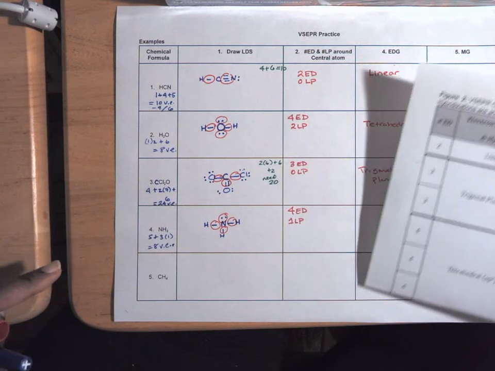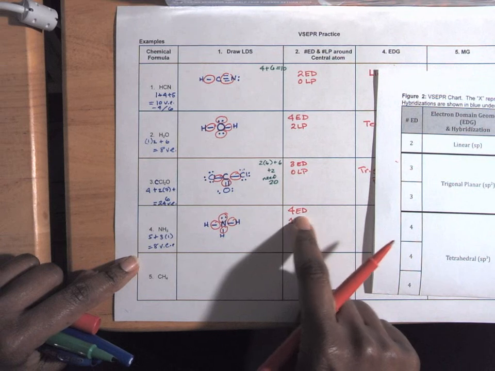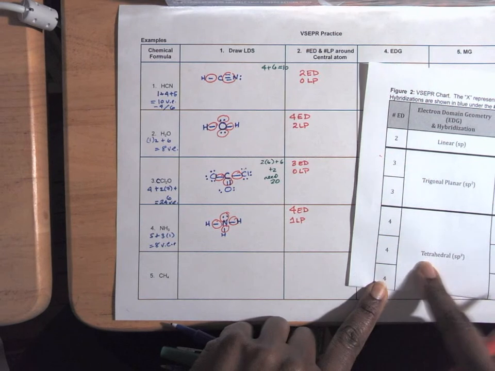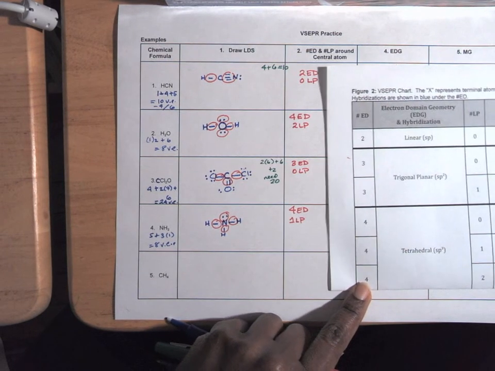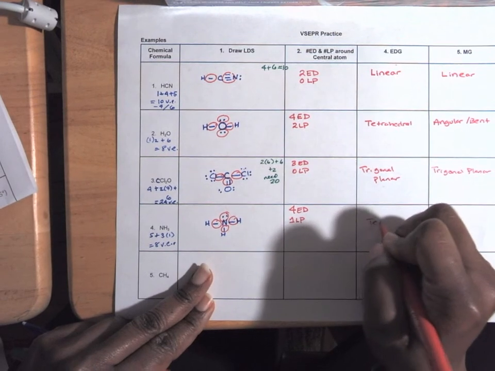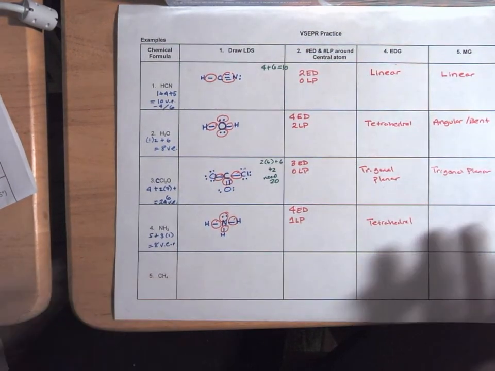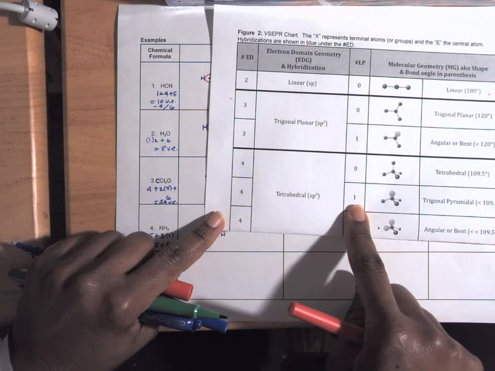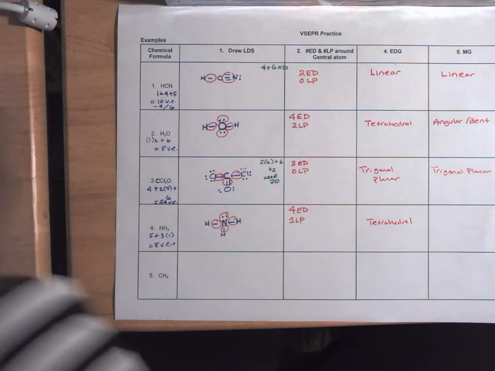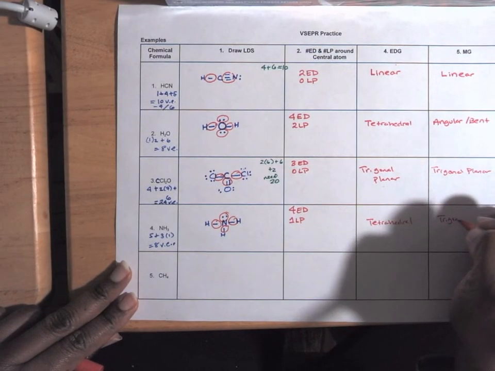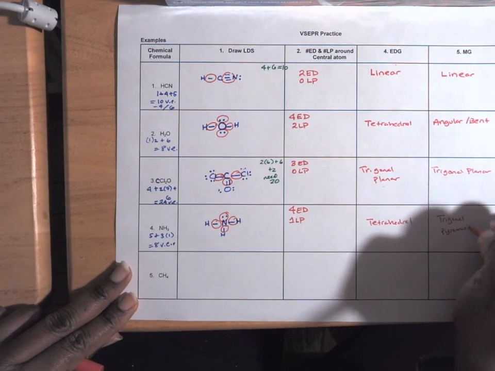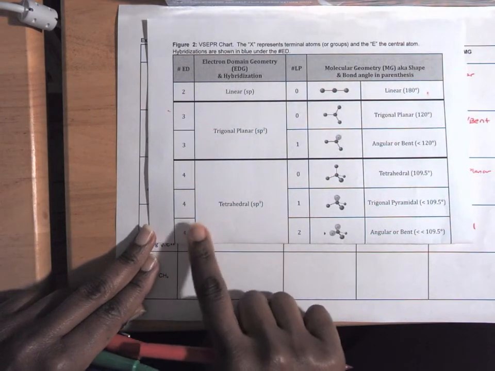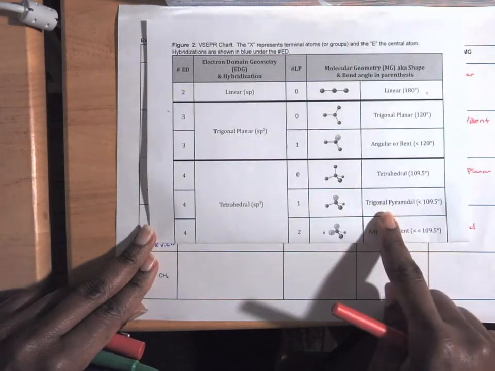Okay, electron domain geometry for that. If you have 4 electron domains, then the electron domain geometry will be tetrahedral. Remember, for electron domain geometry, you just figure out how many electron domains you have. So tetrahedral. Now, what if one of them is a lone pair? Then 4 electron domains, 1 lone pair is trigonal pyramidal. So 4 electron domains, 1 lone pair, molecular geometry is trigonal pyramidal.